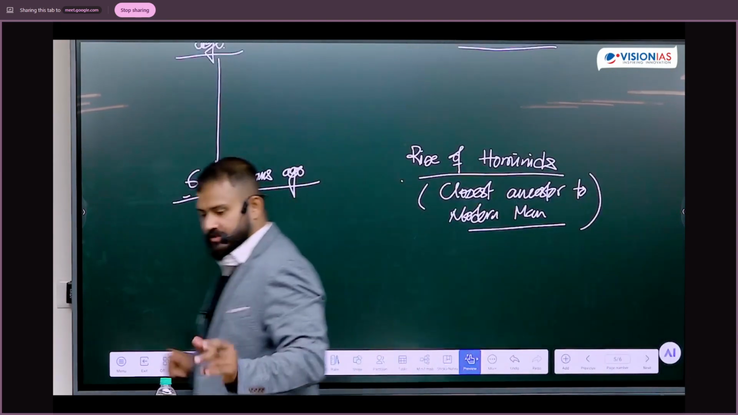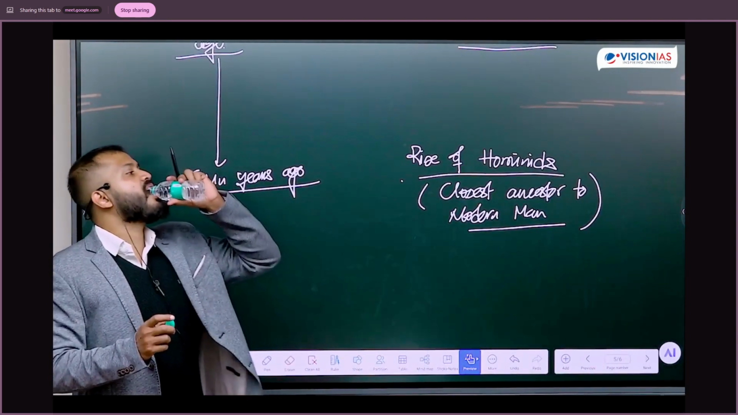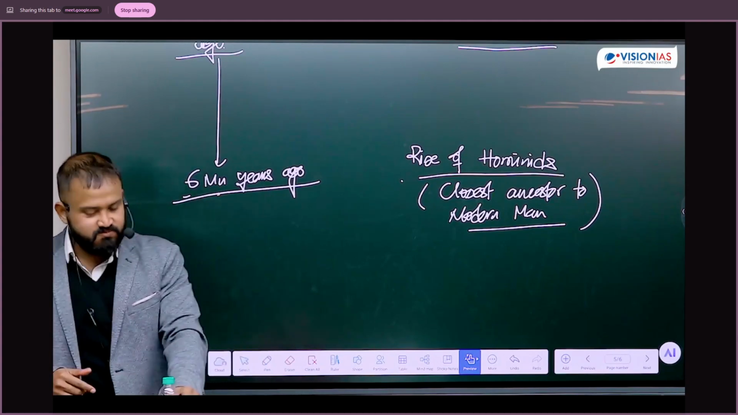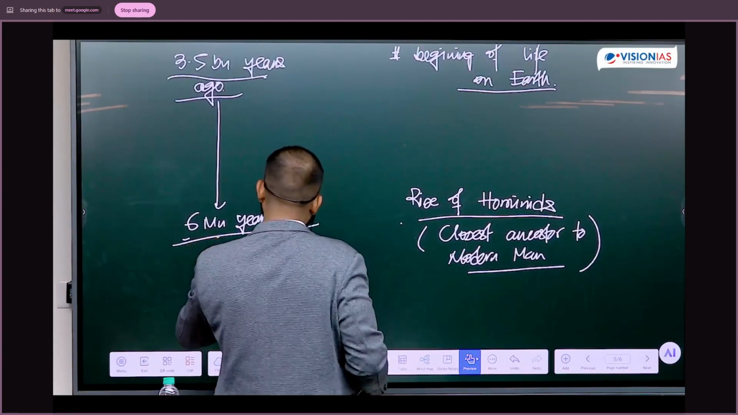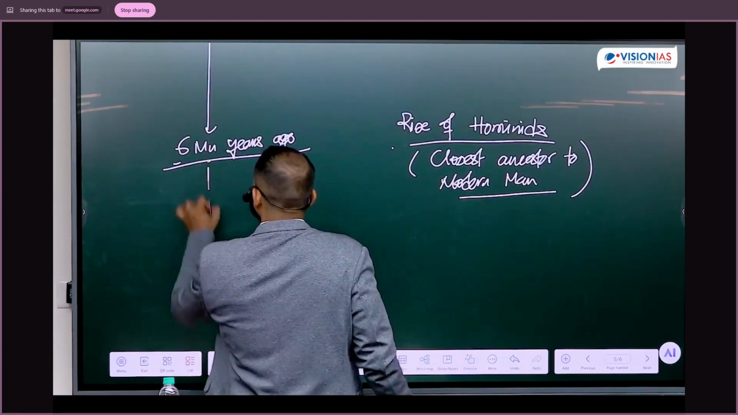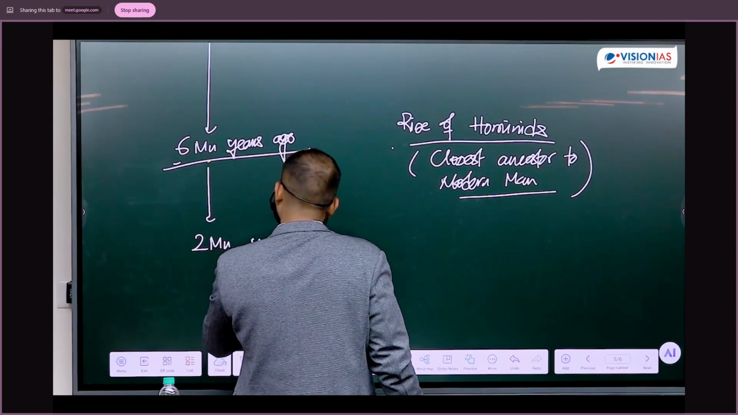From 6 million years ago, we jump towards 2 million years ago.